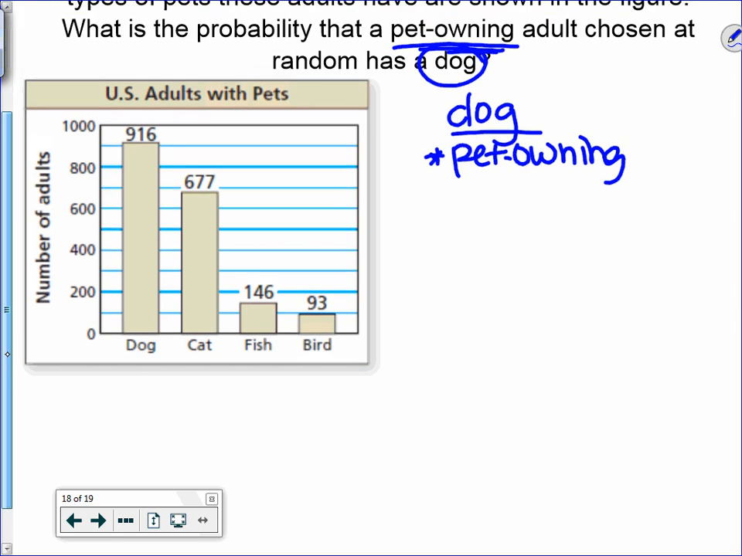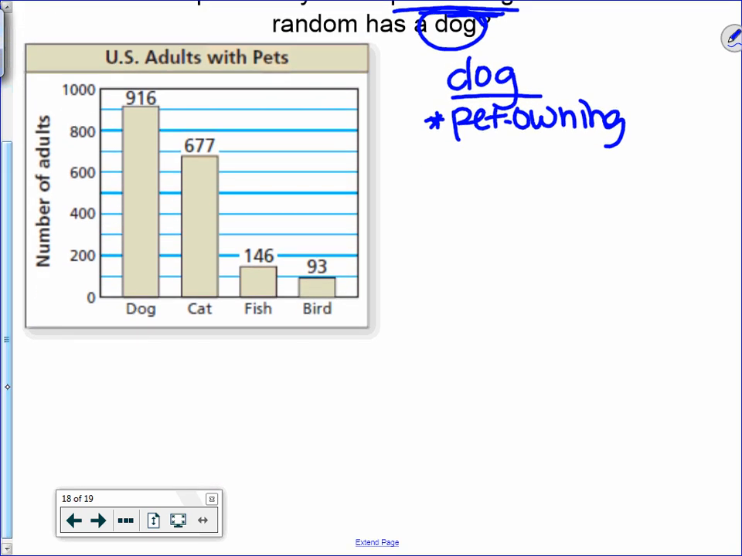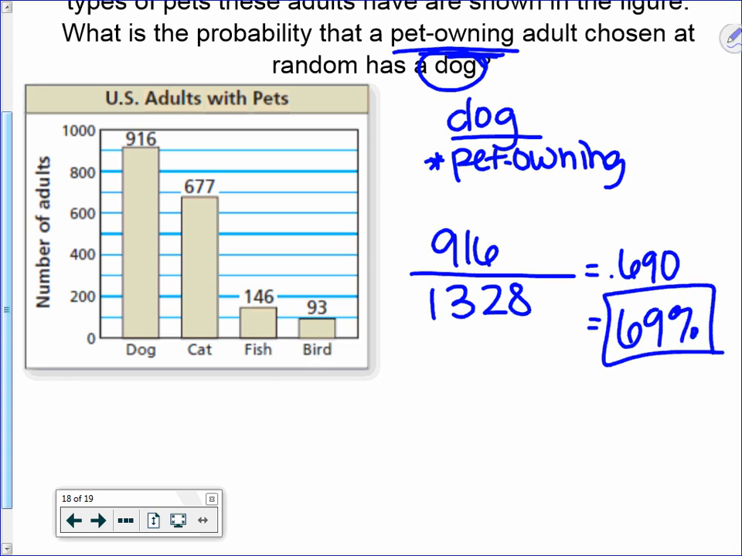Okay, so of these 1,328, so 1,328 are pet owning. Okay, 916 of them have a dog. So this one, you literally take 916 divided by 1,328, and you should get 0.690 if you round, which is 69%. So that's all based off of the table. You'll have, I'm sure, a lot of these on the MCA and on the ACT as well.